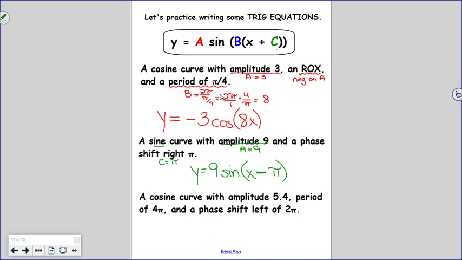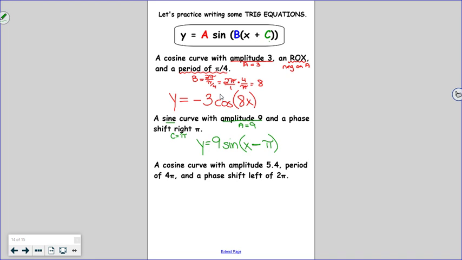On the bottom one, a lot of things that you had to put together on this one. You have an amplitude here of 5.4, period of 4 pi, which means b is 2 pi divided by 4 pi. Your pi's cancel, and that simplifies down to 1/2. And a phase shift of left pi over 2. Left, when I write out c, has to be negative. When I put it in my equation, has to be positive.